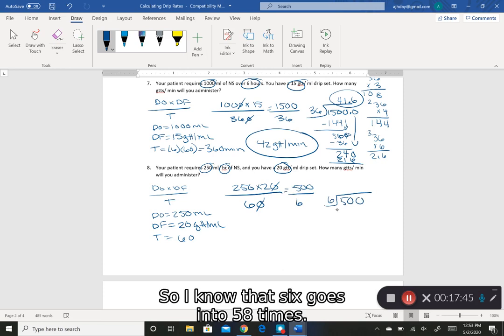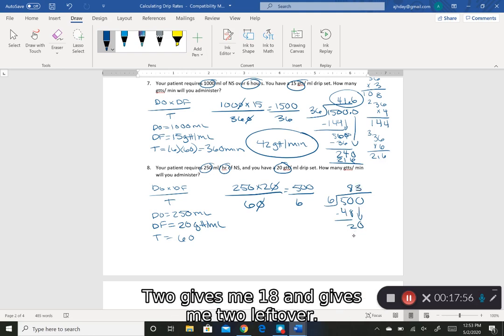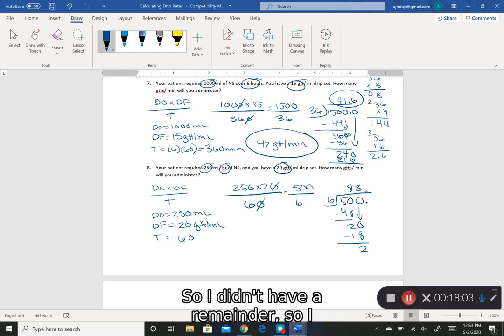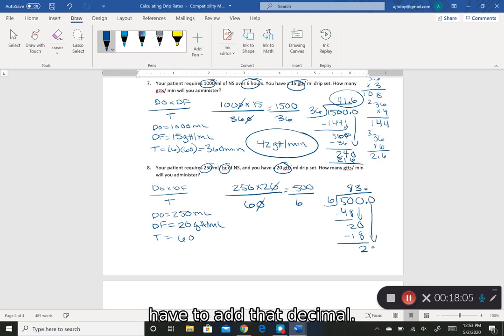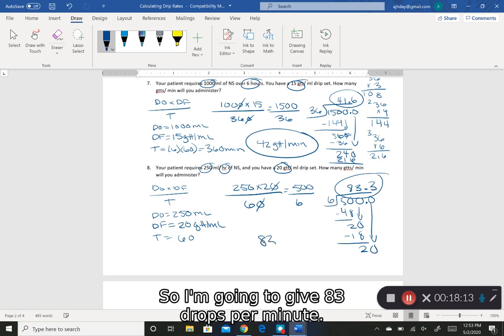So I know that 6 goes into 50 8 times. Gives me 48. 6 goes into 20 3 times, which gives me 18. And gives me 2 left over. So I do have a remainder, so I have to add that decimal. 6 goes into 23 times. So I can stop right there because I have one decimal and I'm rounding to the nearest whole number. So I'm going to give 83 drops per minute.